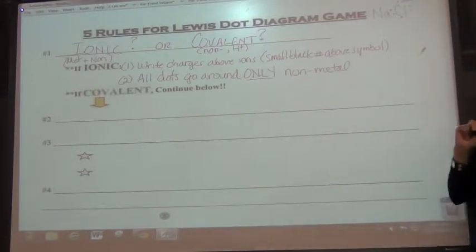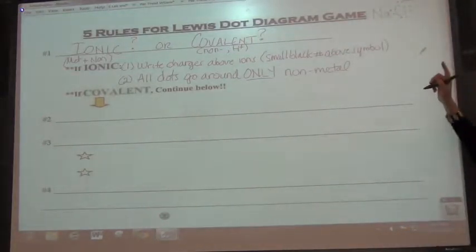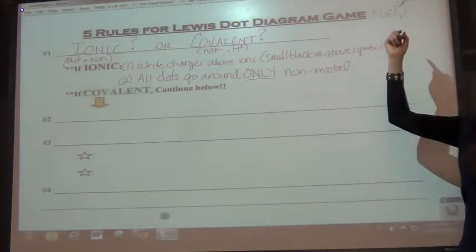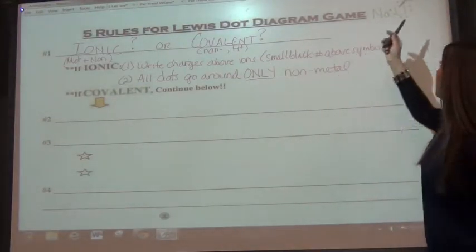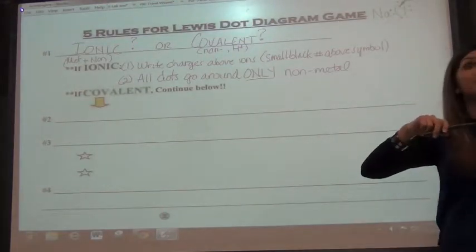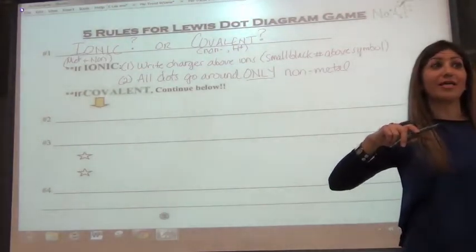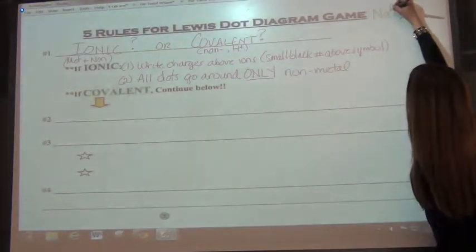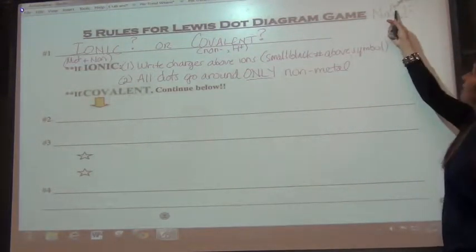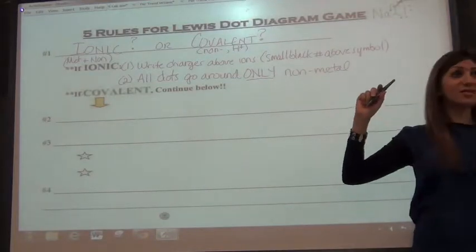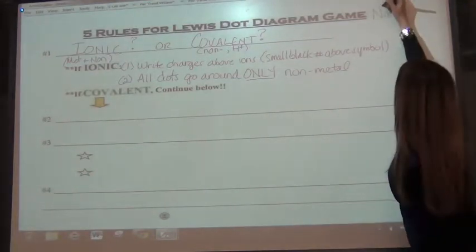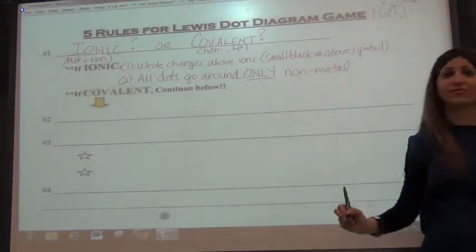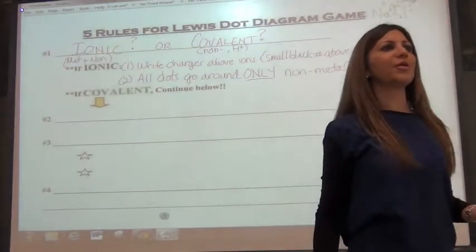What you notice is that chlorine is more electronegative. Remember, it's under fluorine. So what's chlorine going to do with sodium's 1 electron? It's going to strip it off. It's going to pull it because it wants to fill in this one space. And so sodium loses its electron, becoming charged positive, and chlorine gains the electron, becoming charged negative.